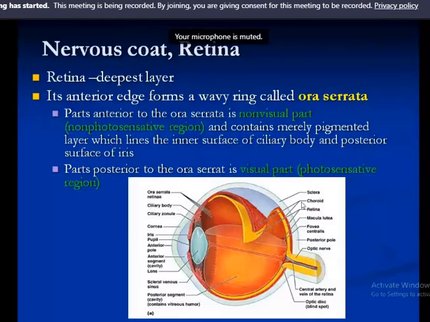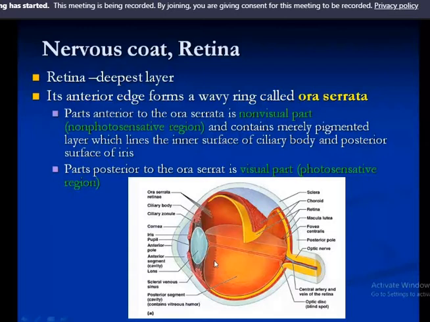Now the innermost coat, this is known as the nervous coat, which is known as the retina. You can see over here, this is the posterior part, and this one is known as the anterior part of the retina. Whenever you see the anterior edge of the posterior part, can you see the wavy nature over here? This wavy ring-like structure is known as the ora serrata.